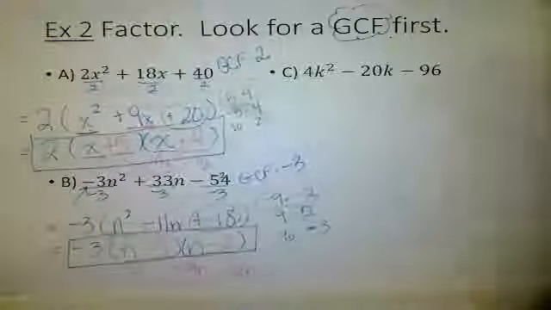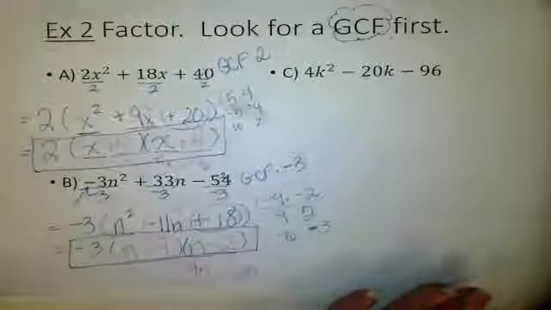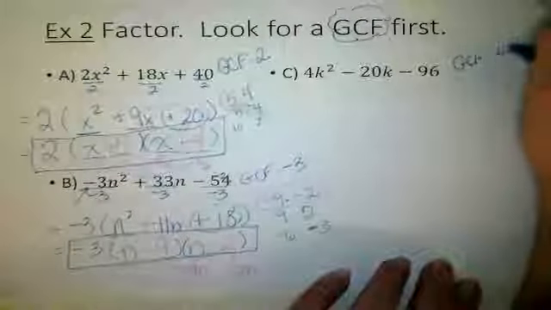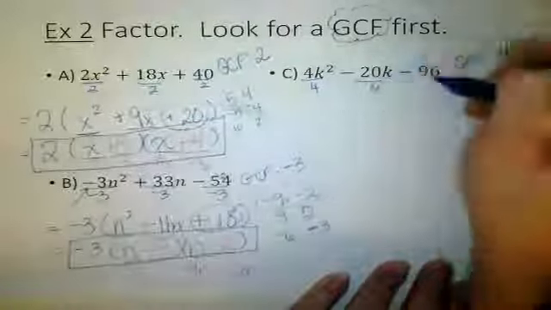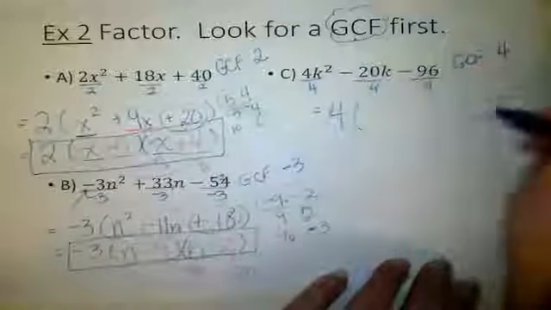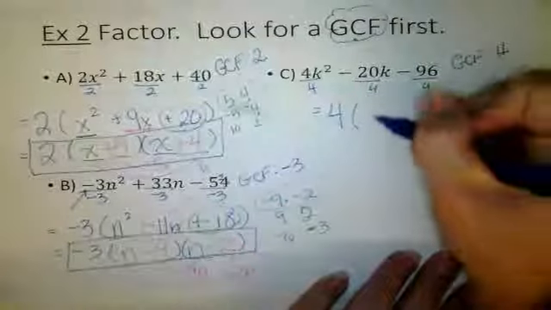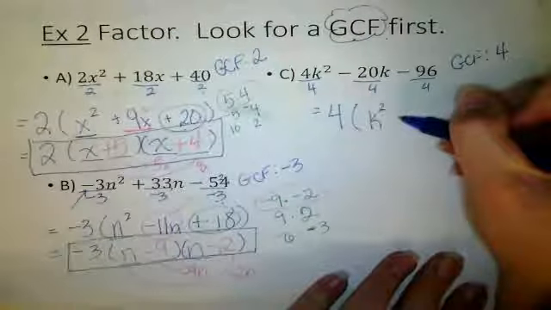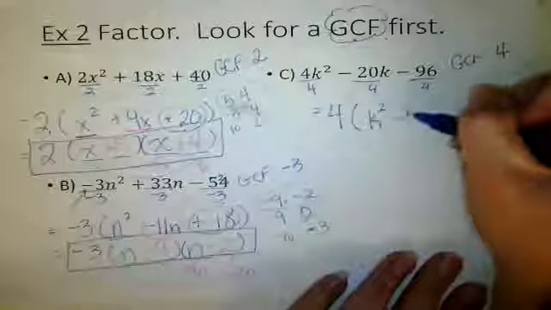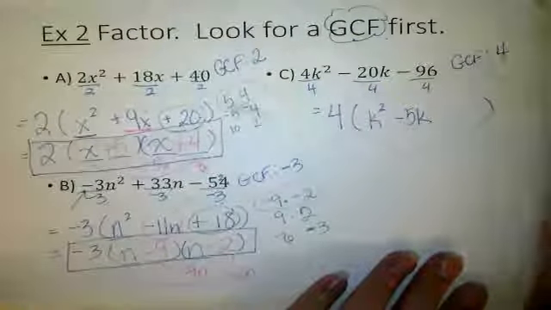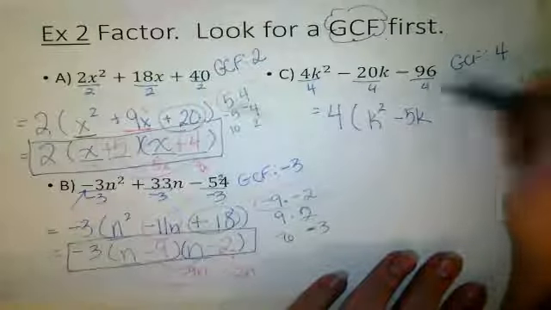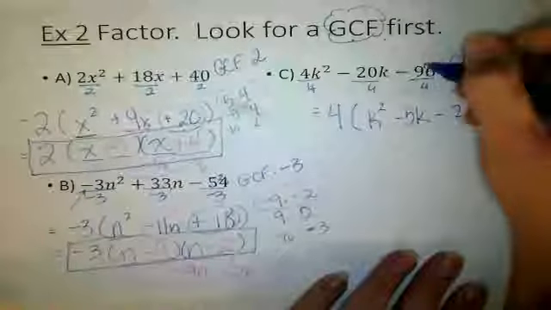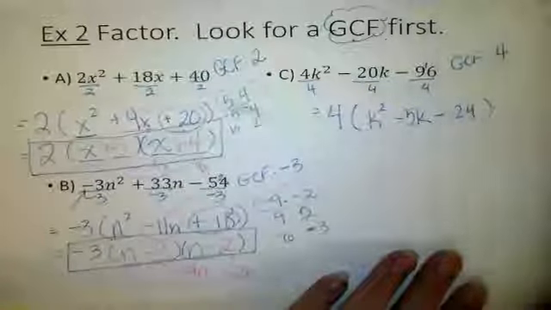Last one here, 4k squared minus 20k minus 96. What is the GCF for? Yeah, so we're going to start by dividing everything through by a 4. Pull that 4 out in front. What's left over? K squared. Then what? Minus 5k. Minus 4 goes into 9 2 times with 1 left over. 4 goes into 16 4 times, 24.